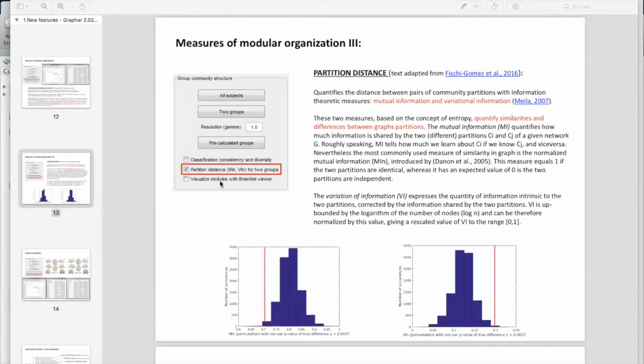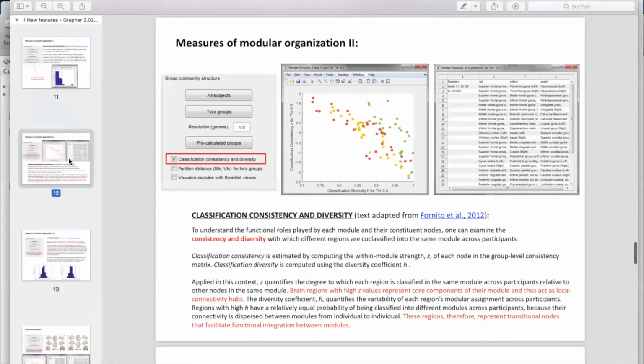Then there is another thing that we can use, as I just said, the classification consistency and diversity to make inferences about the role of specific nodes with respect to each of those modules. And here, classification consistency is estimated by computing the within module strength, Z, of each node in the group level consistency matrix. And classification diversity is computed using the diversity coefficient H. And if you apply this in this context, then Z, so the classification consistency, would quantify the degree to which each region is classified in the same module across participants relative to other nodes in the same module.